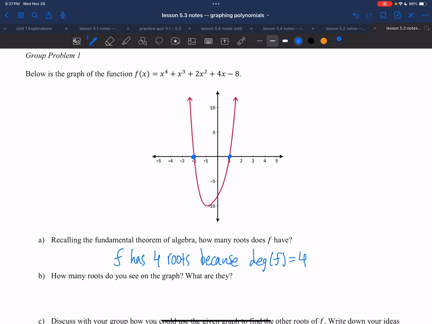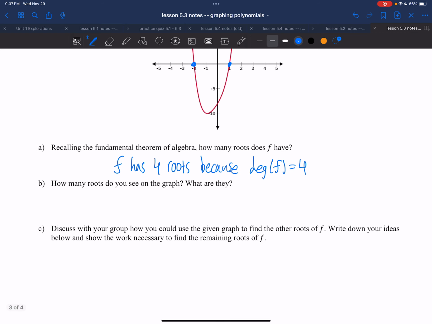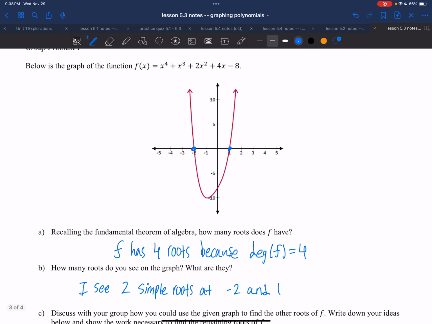And based off the behavior around those roots, they look like simple roots. I have, let's see, 2 simple roots at -2 and 1. So you ask yourself, okay, you see 2 simple roots and nothing else. But the fundamental theorem of algebra says that there should be 4 roots. So where are the other 2, right?